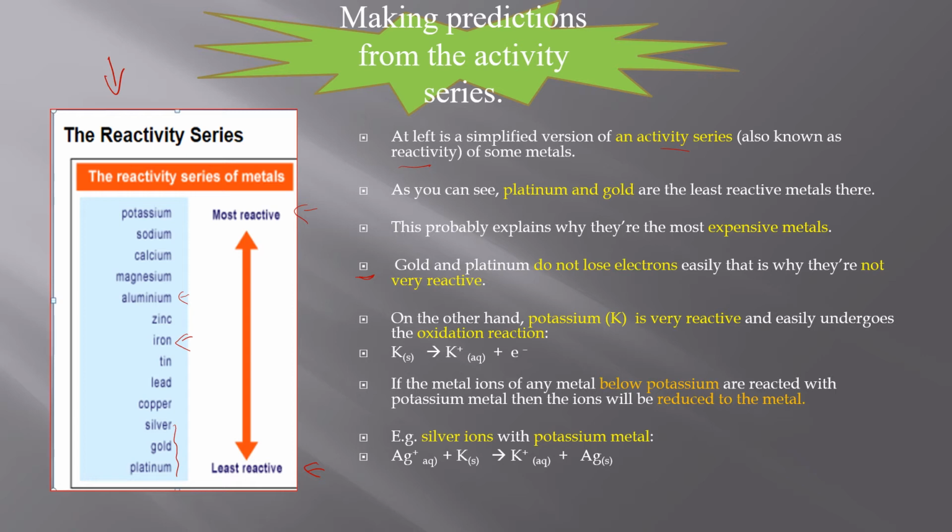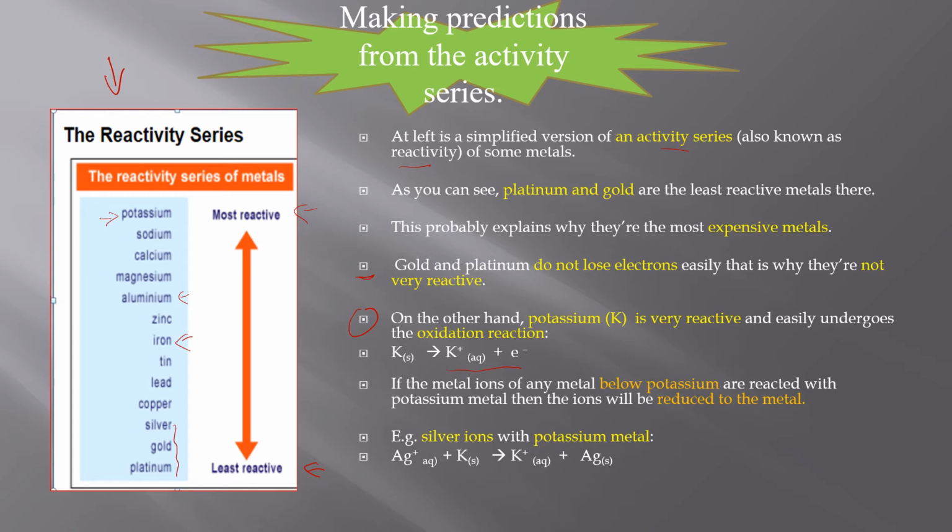So what does that tell you? The very reactive ones lose their electrons very easily, and that makes them reactive. Something like potassium, right up the top there, is very reactive and easily undergoes oxidation. It doesn't hold those valence electrons very closely to its atom, so it can lose them quite easily. Hence, it will undergo oxidation, because oxidation is loss. It will lose an electron very easily.